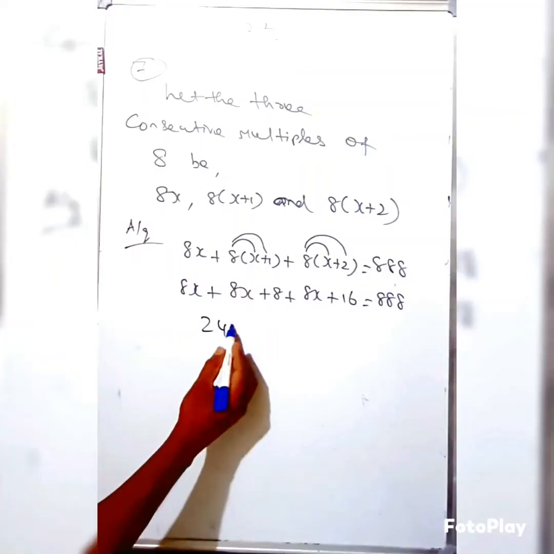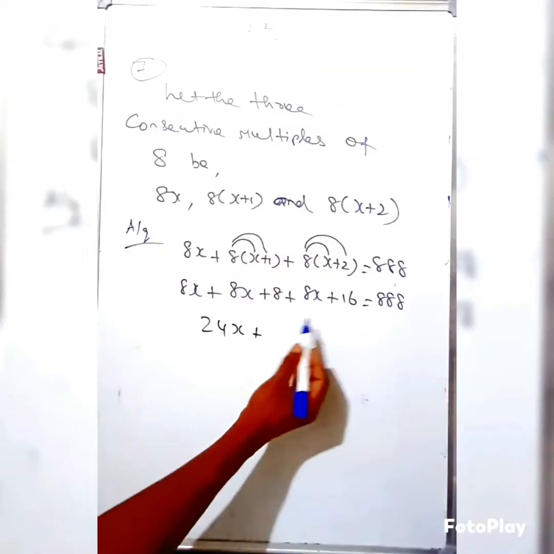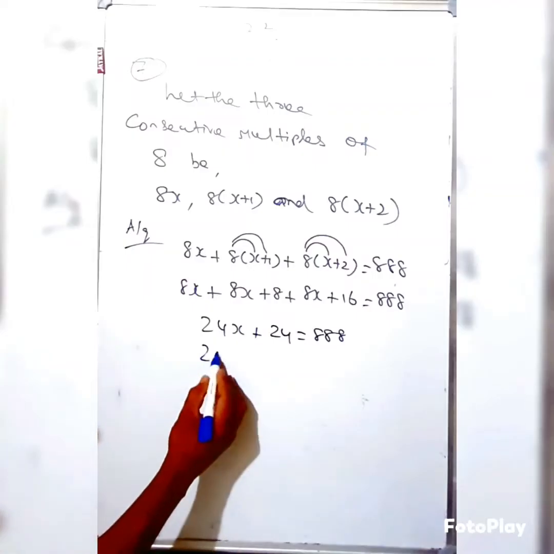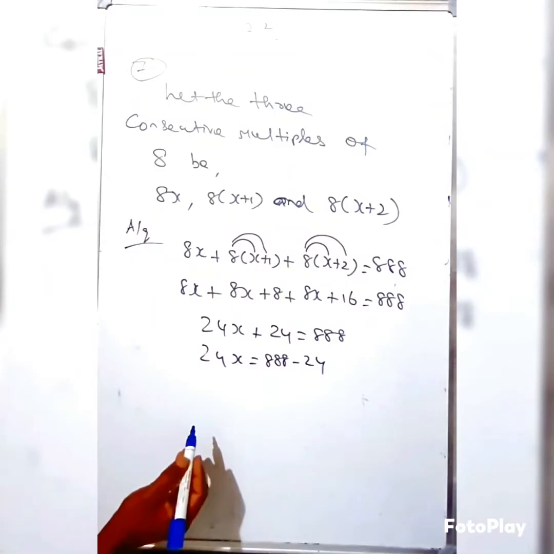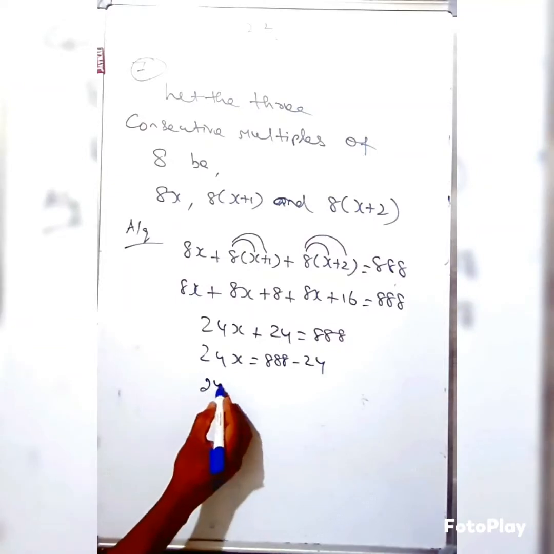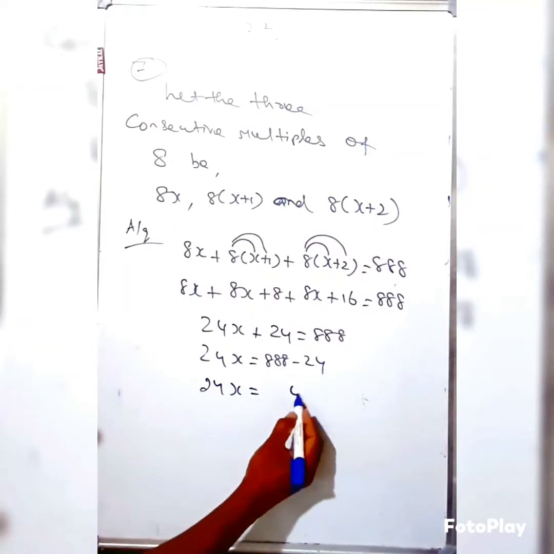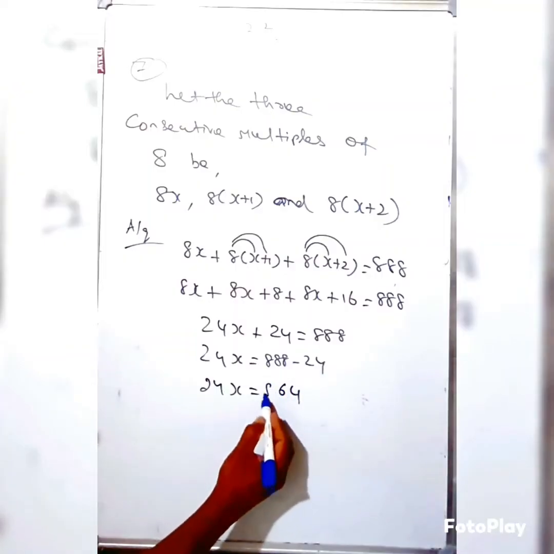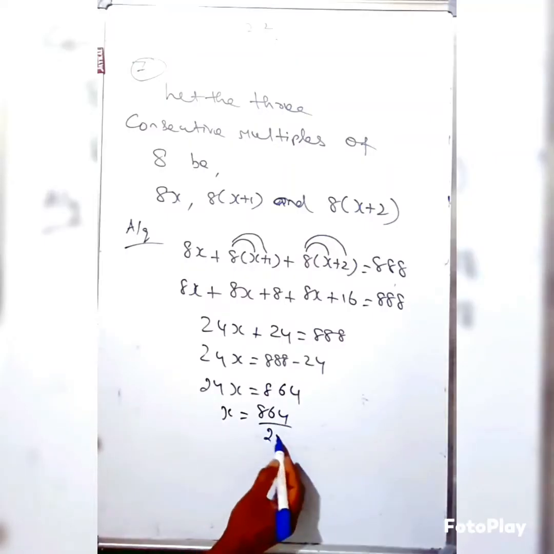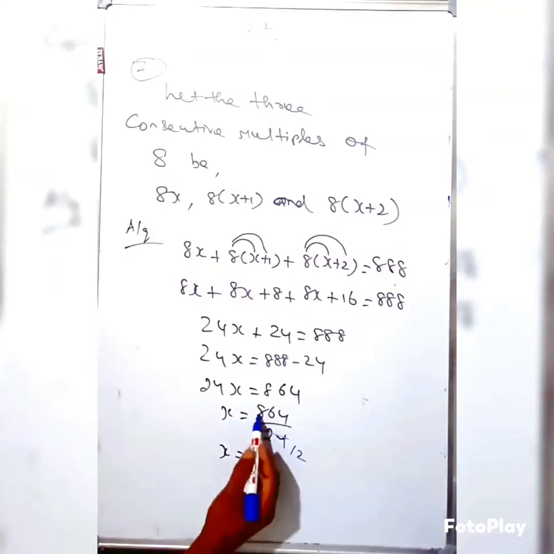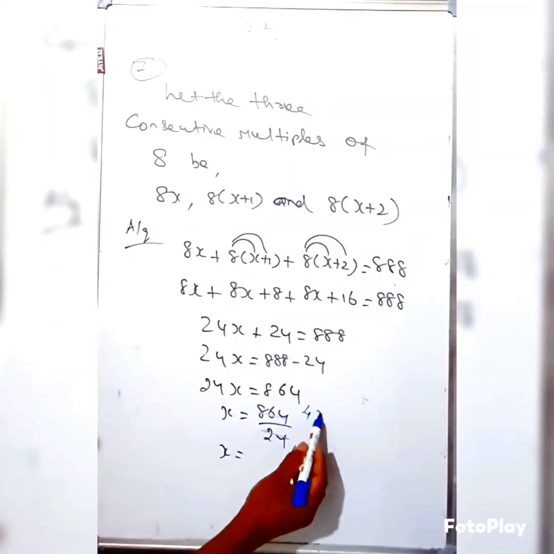Now 8x will be the same. Multiply here: 8 into x is 8x, 8 into 1 is 8. Again, 8 into x is 8x, 8 into 2 is 16, equal to 888. So 8x, 8x, 8x, so 3 eights are 24x. Plus 8 plus 16 is also 24. Equal to 888.